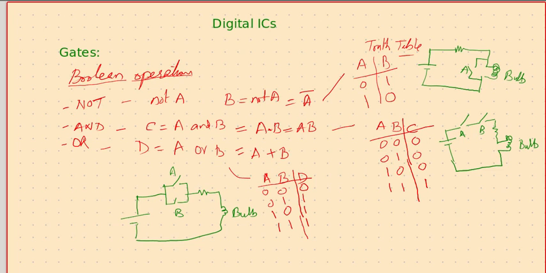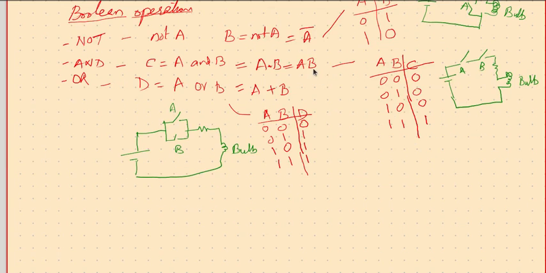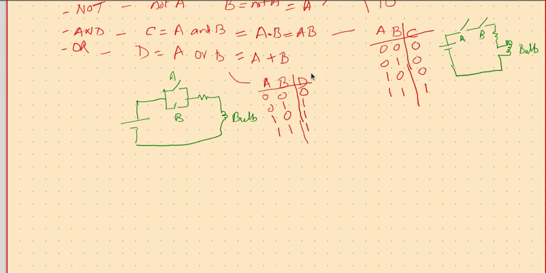Hi friends, welcome back. So after looking at the basic Boolean operations NOT, AND, OR, we have some derived operations which are called NAND and NOR. So NAND is a short form of NOT AND and NOR is a short form of NOT OR.